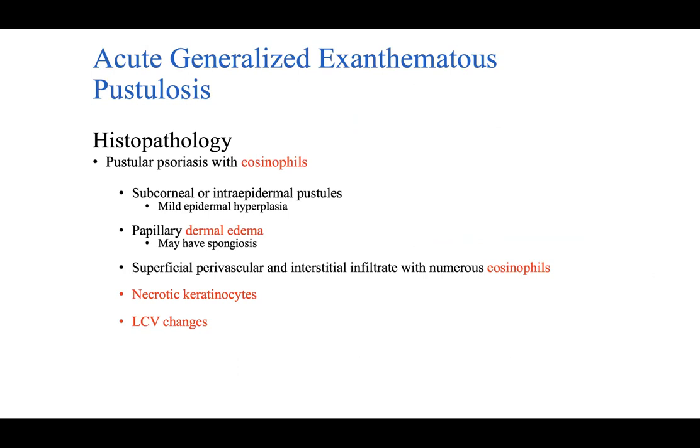Subcorneal or intraepidermal pustules with that mild epidermal hyperplasia. You should expect not to see classic psoriasiform hyperplasia in AGEP, but more of just an epidermal hyperplasia in general. The papillary dermal edema may be present with some spongiosis, superficial perivascular and interstitial infiltrate with numerous eosinophils. Again, if you look up the literature on AGEP, unfortunately, lacking eosinophils does not mean it's not AGEP.